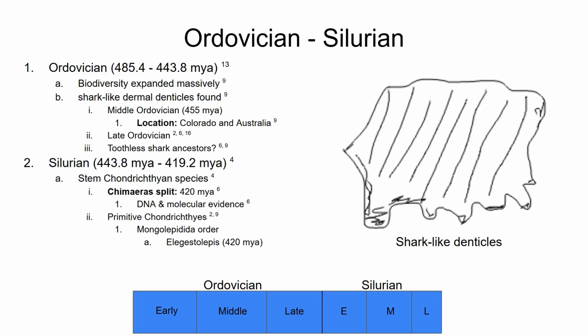Next, Doliodus, an extinct genus of sharks belonging to the Mongolepidida order, swims in the open waters during this time. Paleontologists discovered fossil evidence of this extinct genus dating back 420 million years ago.